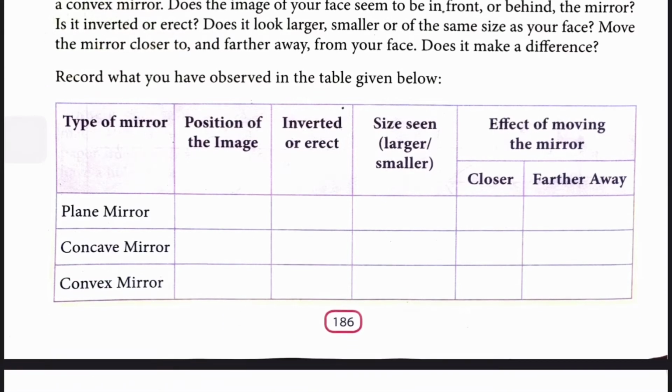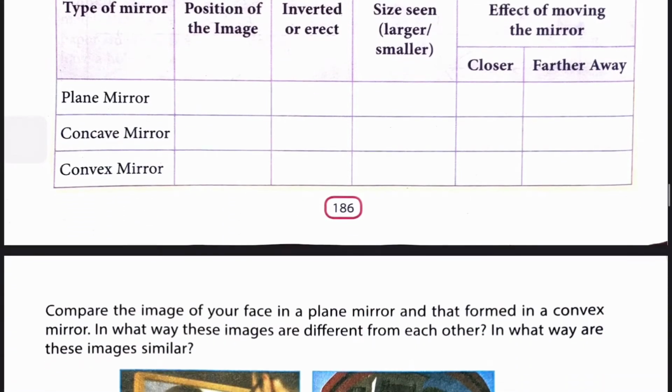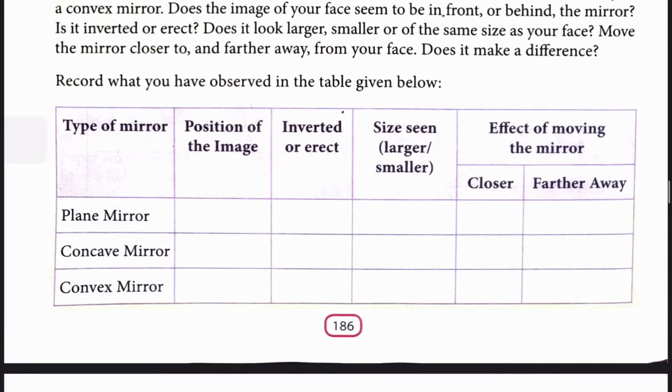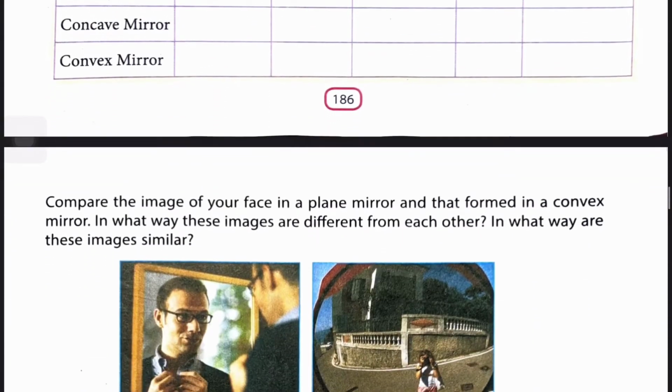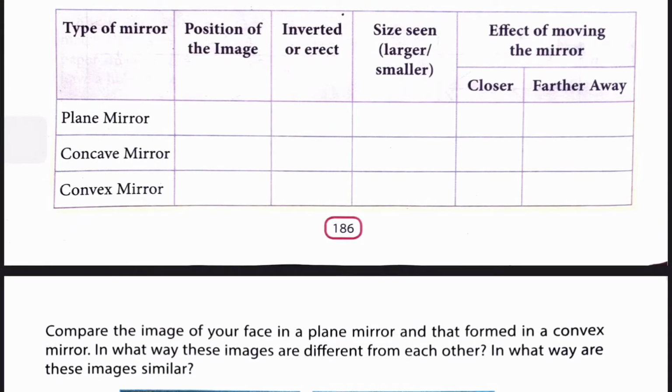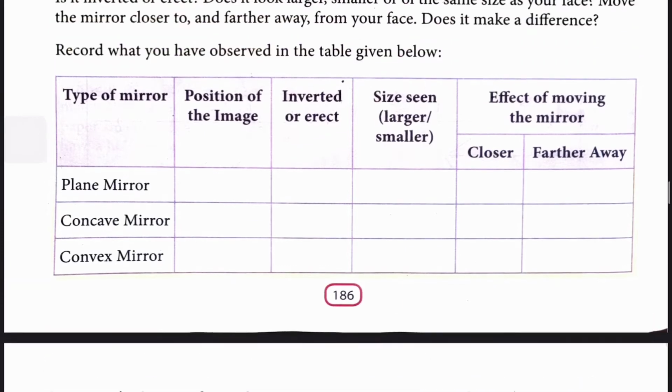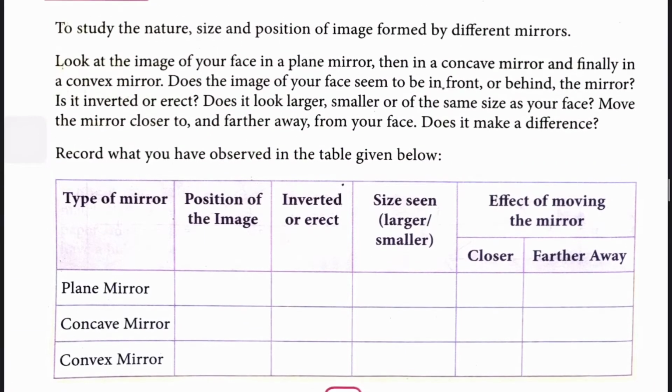Then try to analyze the observations you get by doing this activity.